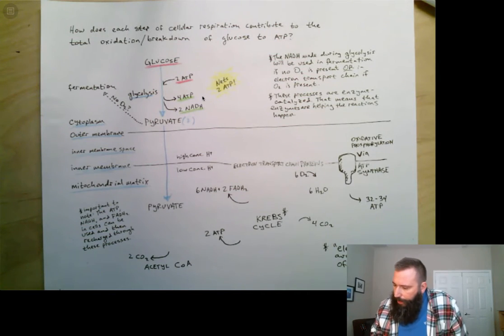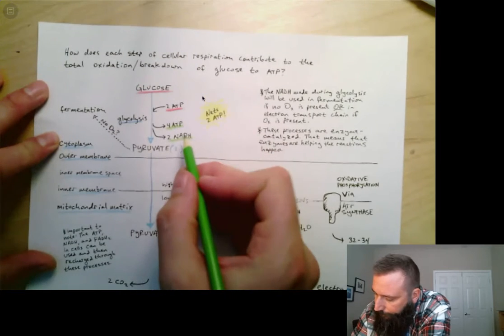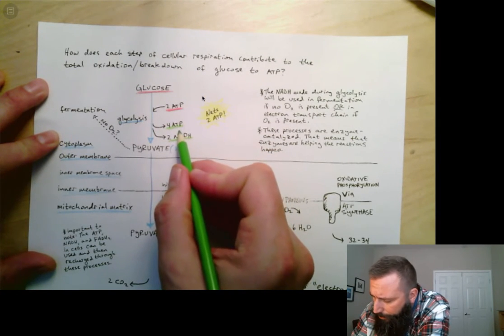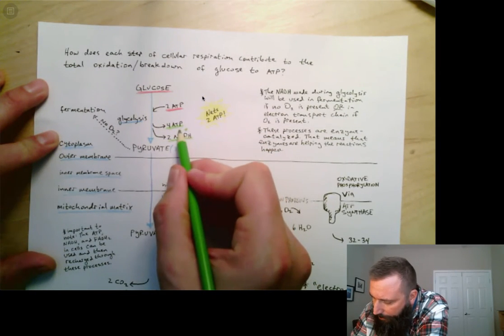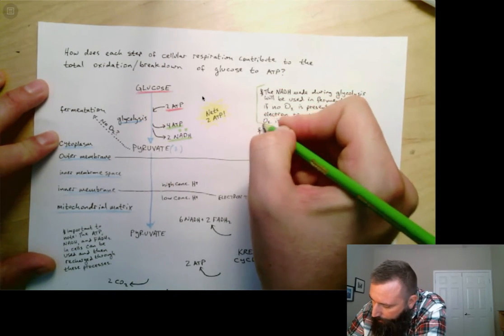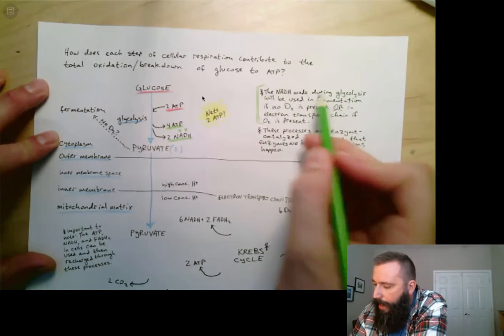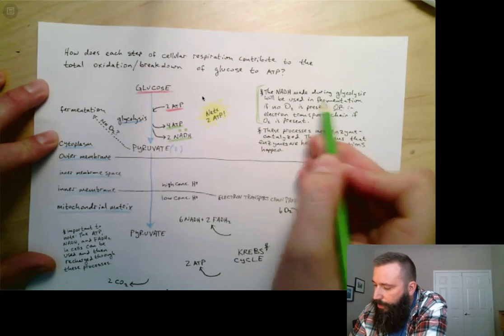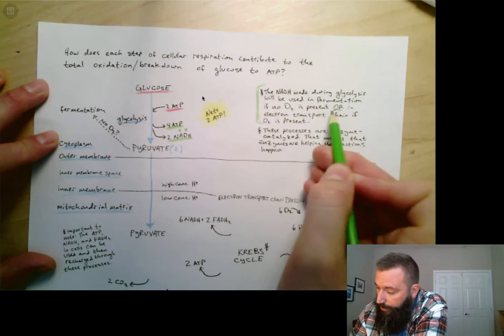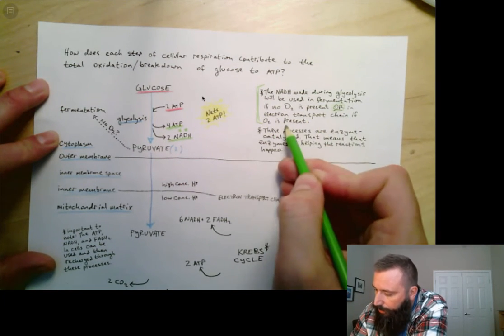All right, so a couple things here that I'd like to point out as well. Take a look. The NADH, I'm going to put two little dots on the top of the NADH. And I have this little information here about NADH. Allow me to read it. The NADH made during glycolysis will be used in fermentation if no O2 is present, or in the electron transport chain if O2 is present.